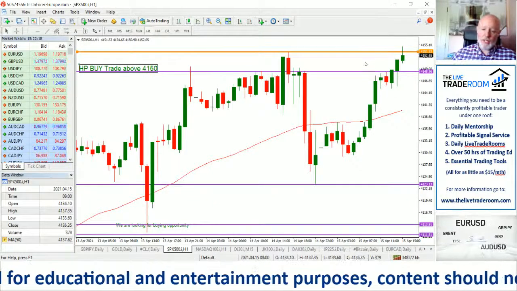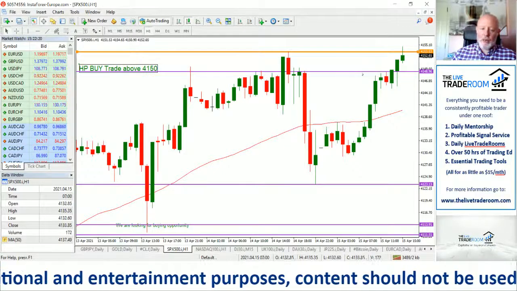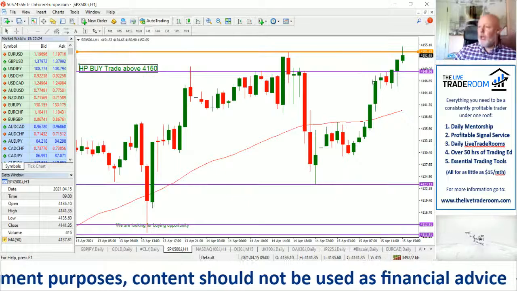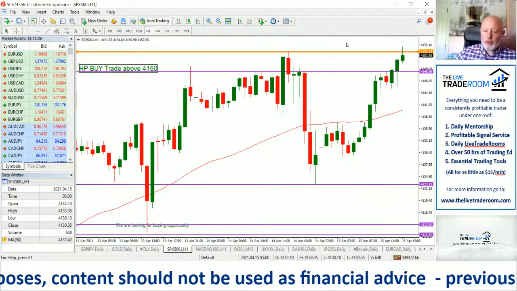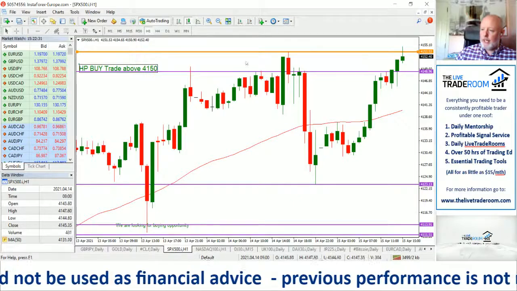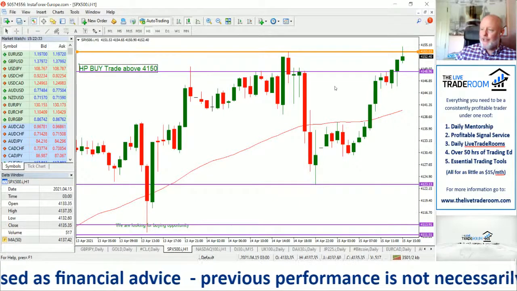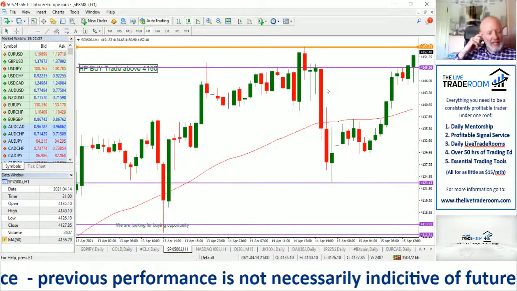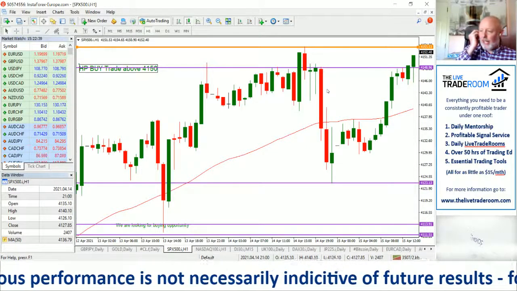If you have a support and resistance, you want to buy above it and you want to sell below it, or look for selling opportunities below it. You don't want to do it the other way around. That's going to be very, very difficult to be consistently profitable doing that. So there's lots of little, not tricks, but there's lots of different things that can help you.